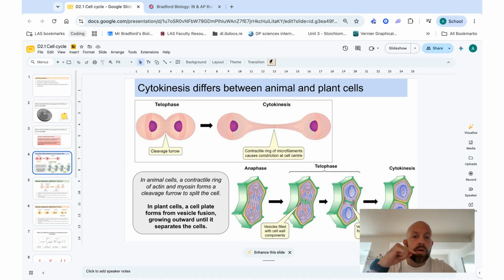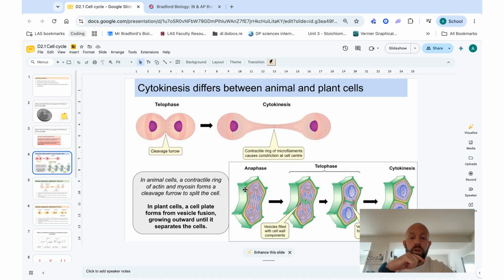So all they've got to worry about is the cell membrane in a eukaryotic animal cell. Whereas in a plant cell, we have a cell wall too. So one of the biggest differences is that the cell plate has to form, which is a cell wall made of cellulose, and it's deposited using vesicles containing the cellulose, and then it will construct a cell plate first.